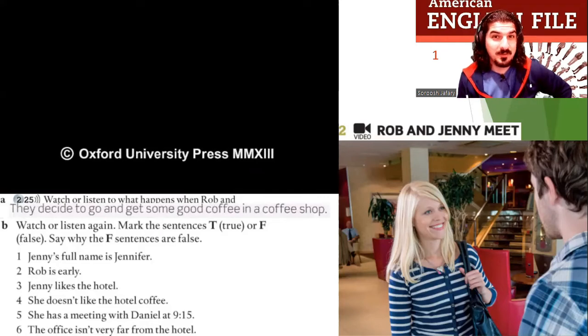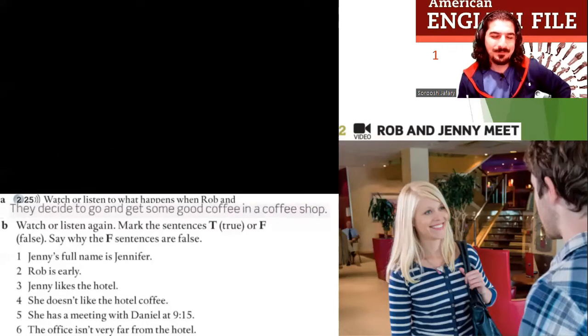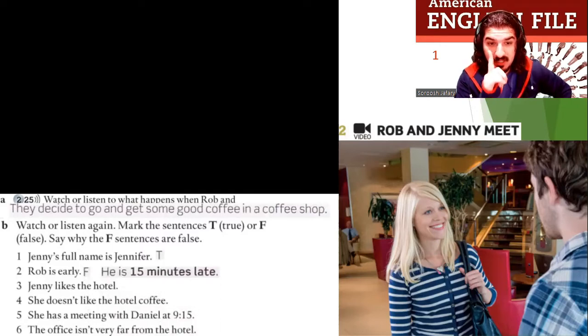Jenny is really beautiful, right? Yeah. So number one, Jenny's full name is Jennifer. True or false? True. Number two, Rob is early. Is it true or false? False. He's 15 minutes late. Jenny likes the hotel. Is it true or false? True. She doesn't like the hotel coffee.